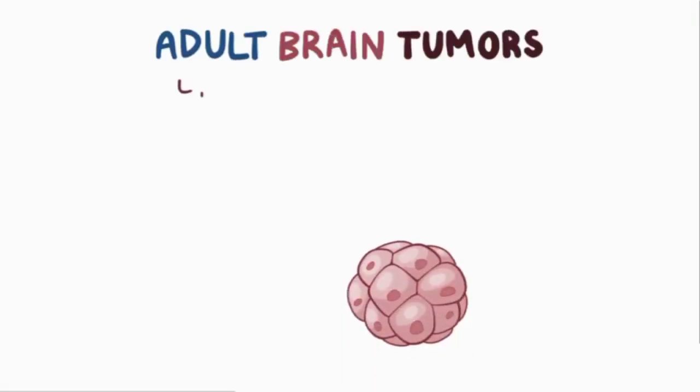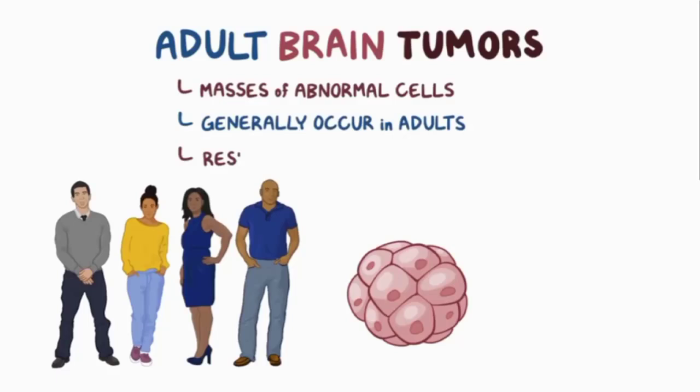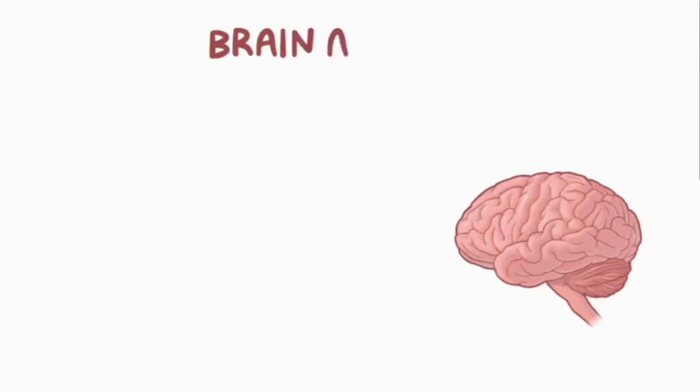Adult brain tumors are masses of abnormal cells that generally occur in adults and result from the uncontrolled growth of those cells within the brain. Okay, let's start with some basic brain anatomy.